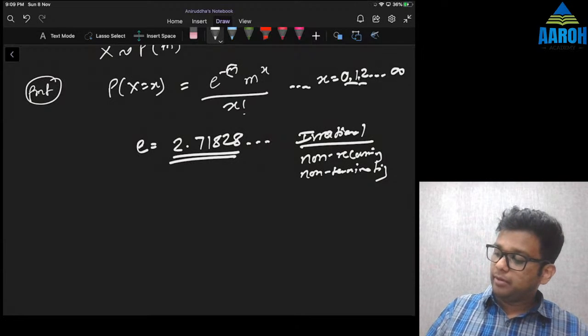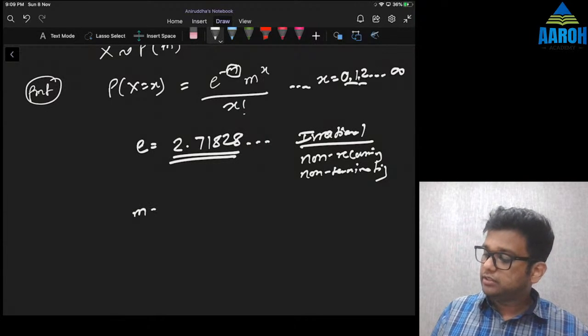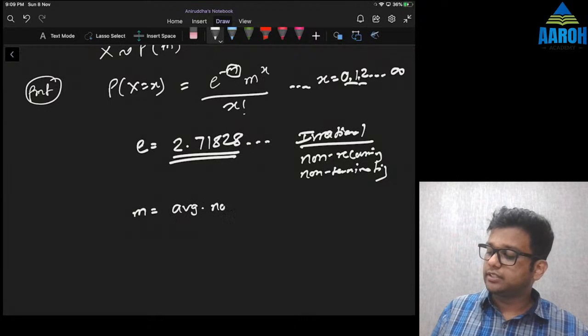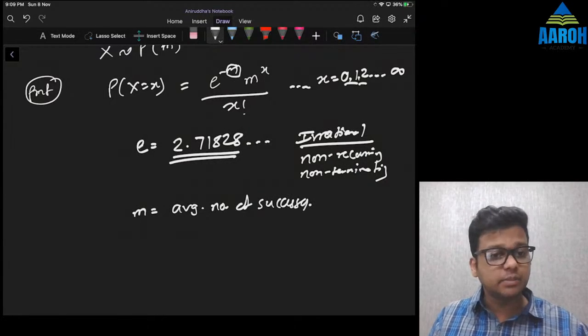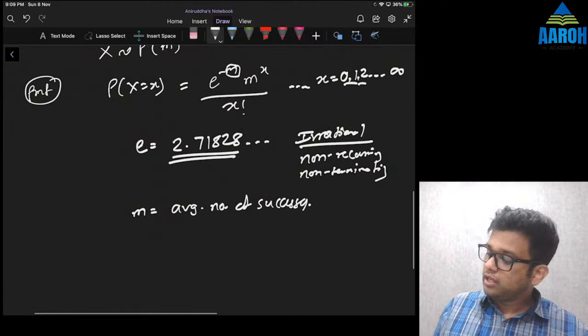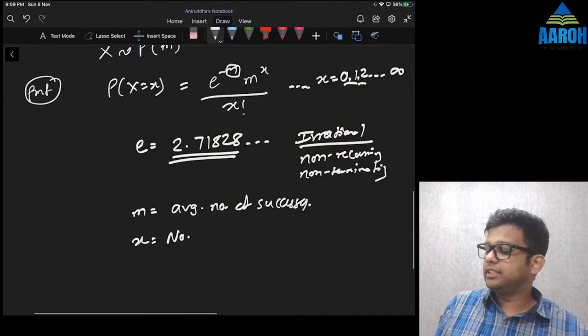Then m is the parameter of that distribution. M is the average number of successes. Average number of successes may be based on our past experience or some analysis. And x is the number of successes for which we are calculating the probability.